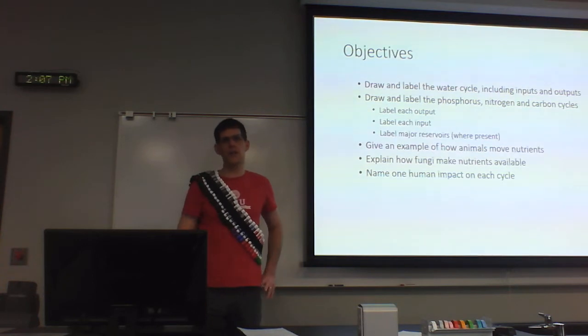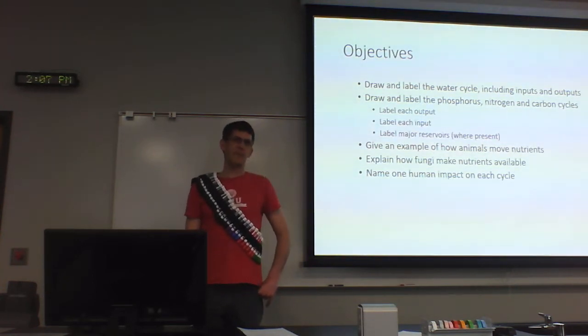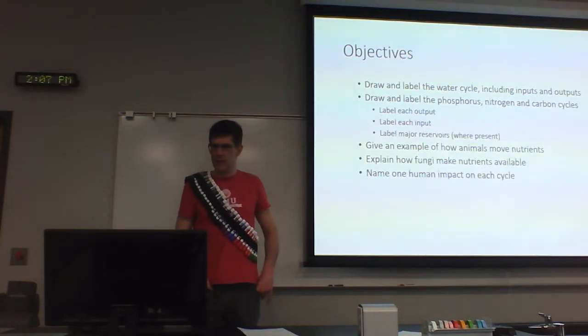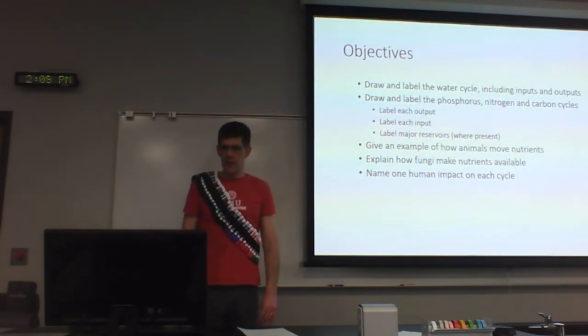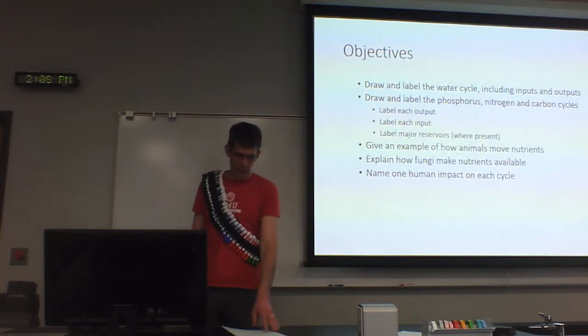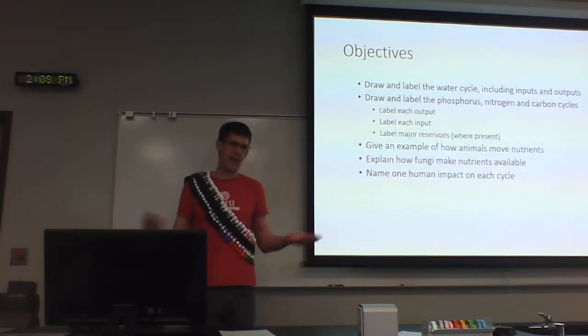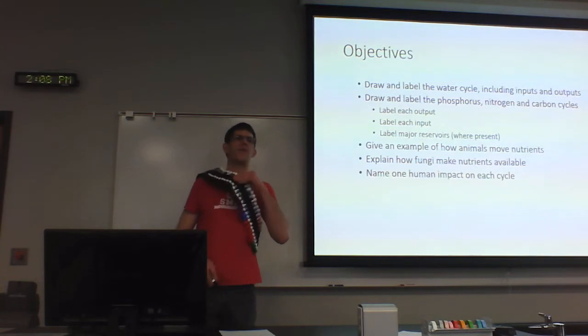Because if you track that, you're really tracking the movement of mass, biomass. So we've done energy already. Now let's do matter. Give an example of how animals move nutrients. I mean, there are a couple: feces and such. Fungi making nutrients available, that's a mutualism. And one human impact on each cycle, because you can't just have it without a human getting involved somehow.